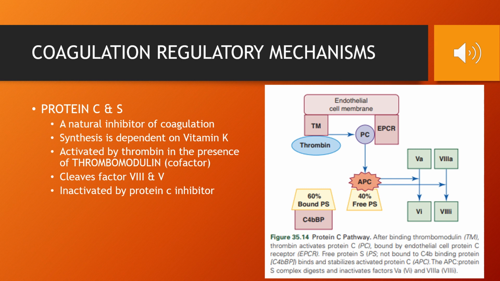So protein S is a cofactor that binds and stabilizes APC. So this is synthesized in the liver and it circulates in the plasma in two forms. So about 40% of protein S is free, but 60% is bound to the complement control protein C4b binding protein. So it's important to note that bound protein S cannot participate in the protein C anticoagulant pathway.